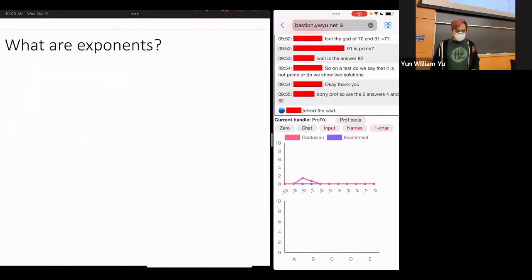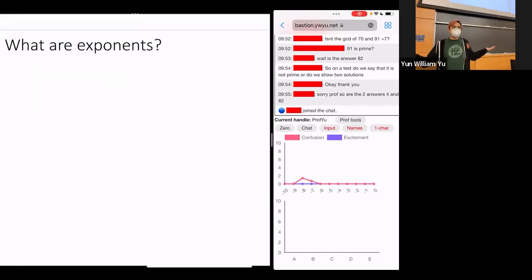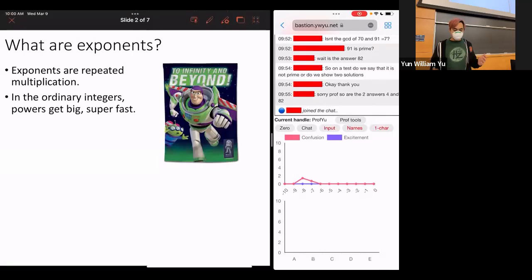So let's remind ourselves, what are exponents? We've been through this many times now, but exponents are repeated multiplication. And in the ordinary integers, these get big really, really fast. So if you want powers of 2: 1, 2, 4, 8, 16, 32, 64, 128, 256, 512, 1024, and so on, right? So powers get big really, really fast.